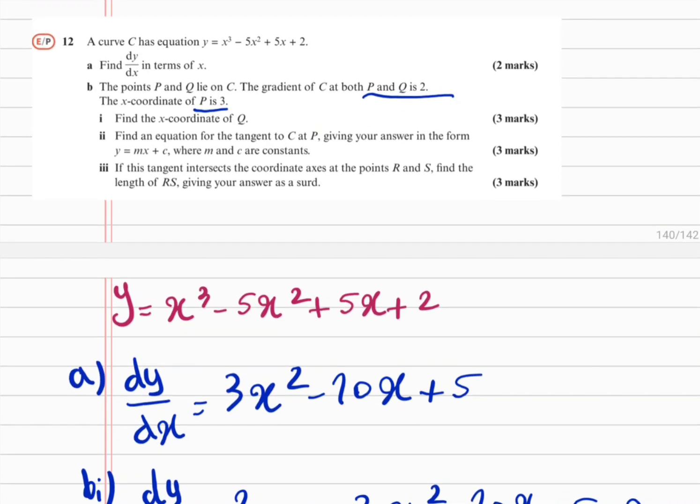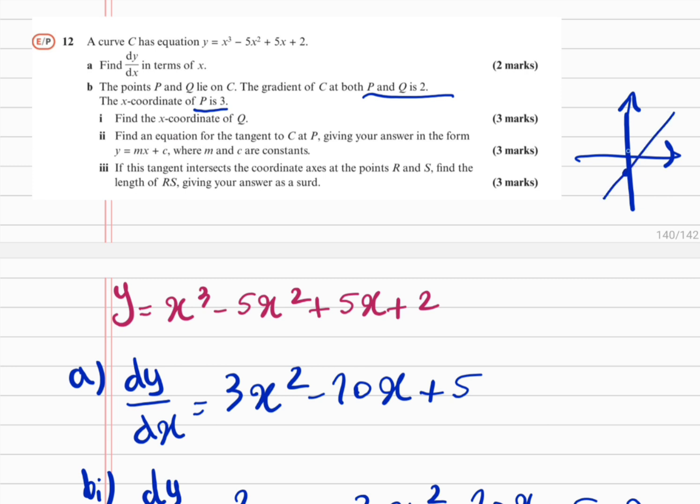Okay, and finally for the last part, if this tangent intersects the coordinate axes at the points R and S, find the length of RS, giving your answer as a surd. Okay, so this part is interesting. It's basically saying that the tangent line is going to intersect both of the axes. So that means it's going to be something like this.